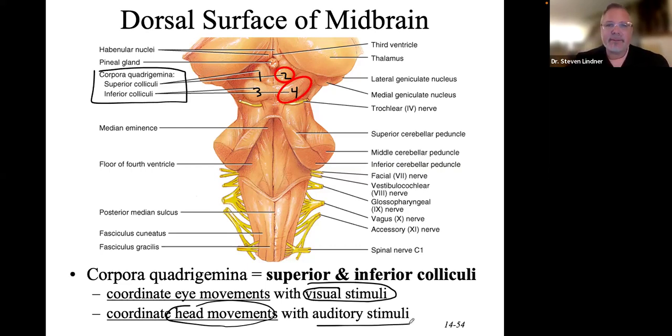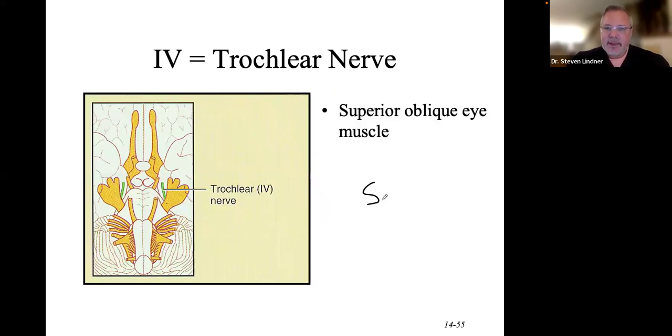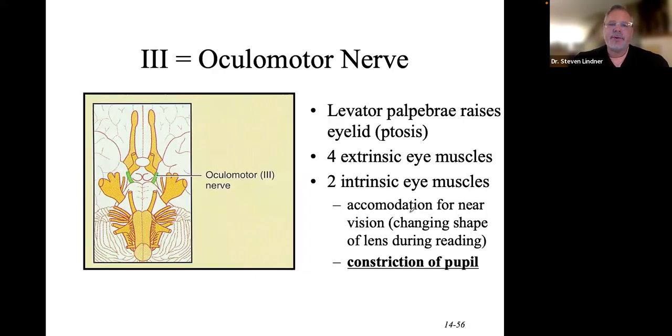Okay, that's the midbrain. In terms of the cranial nerves, remember that little silly Lindner's chemical equation of SO4 LR6 all over 3 tells us that the superior oblique muscle is cranial nerve 4, which is the trochlear nerve. Lateral rectus was the abducens nerve, and all the other eye muscles are the oculomotor or cranial nerve 3. And here's our third cranial nerve.